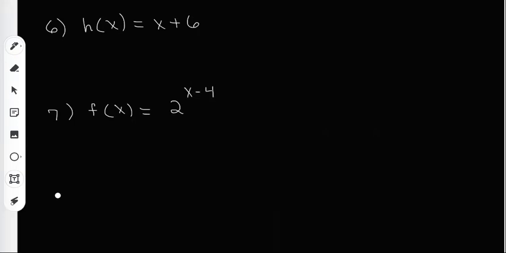Okay, so 6 is h of x equals x plus 6. Number 7 is going to be f of x equals 2 to the x minus 4 power. And then number 8 is g of x equals negative log base 10 of x plus 5.